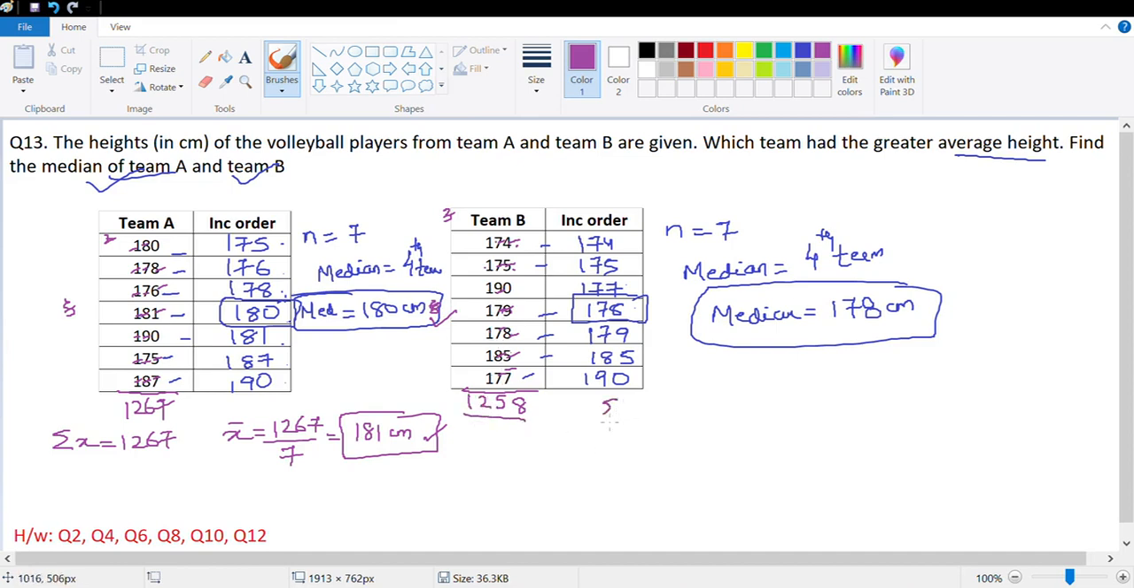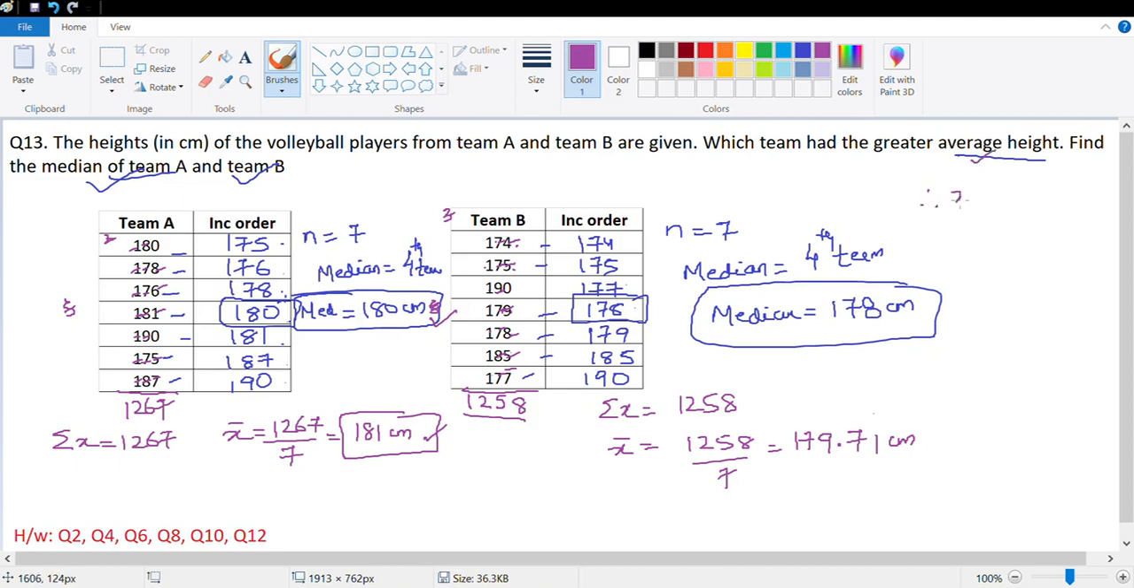So summation x for team B is 1258, which means mean will be equal to 1258 upon 7. 7 into 1, 7. That's 55. So 7 into 7, 49. That's 6, which is 68, which means 7 into 9, 63, 50, which means 7 into 7, 49, 10, which means 7 into 1. So that's 179.71 centimeter. So which team had the greater average height?